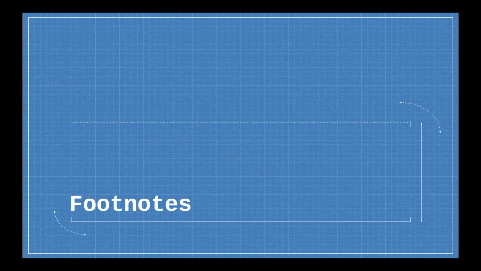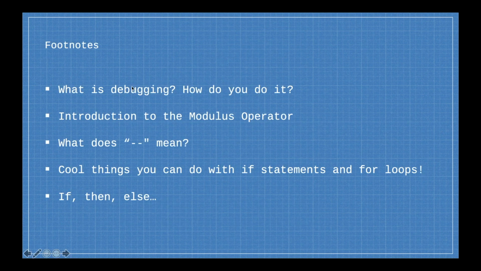And then we have the footnote videos. So the first one is, what is debugging and how do you do it? We already experienced a little bit of debugging with trying to fix that one error, where highest note for some reason was a nil value. That is one example of debugging, but here's more examples for debugging.